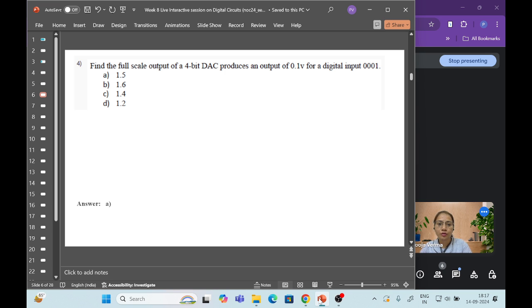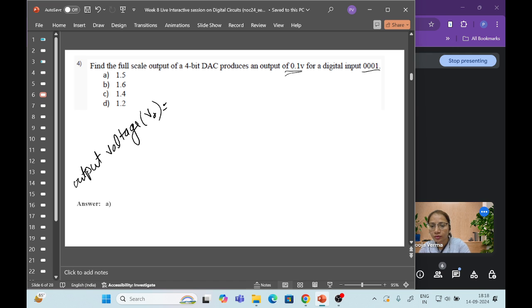Okay. So for digital input 0001 the output is already given, that is 0.1 volt, and they are asking what will be the full scale output for the 4-bit DAC that produces an output of 0.1 volt for input 0001. So the formula is already, I think you know, if you have gone through the previous video, the output voltage.